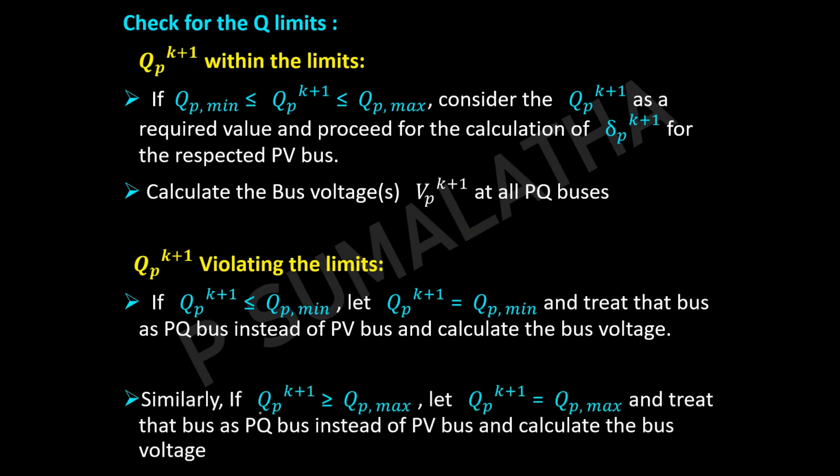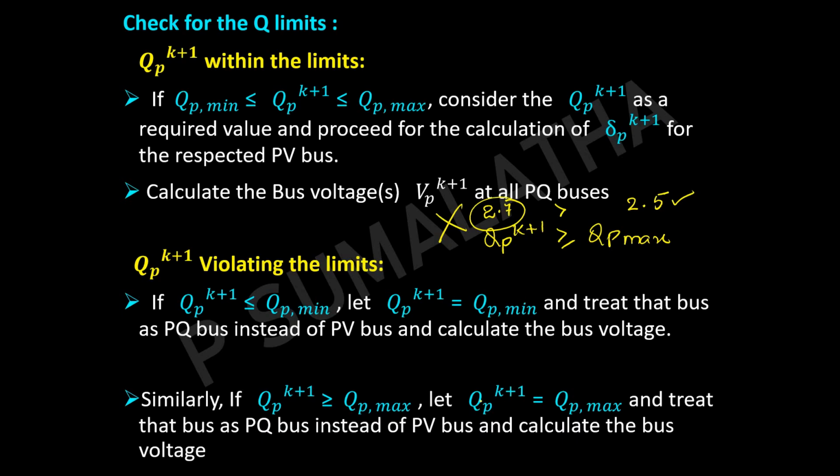Next, if QP k plus 1 is greater than or equal to QP maximum, that means the calculated QP value is violating the QP maximum value. For example, if the maximum is 2.5 and this value comes as 2.7, which is greater than the QP maximum, I am not allowed to take this value. What is my maximum limit? At most I can take 2.5. That is my maximum limit.